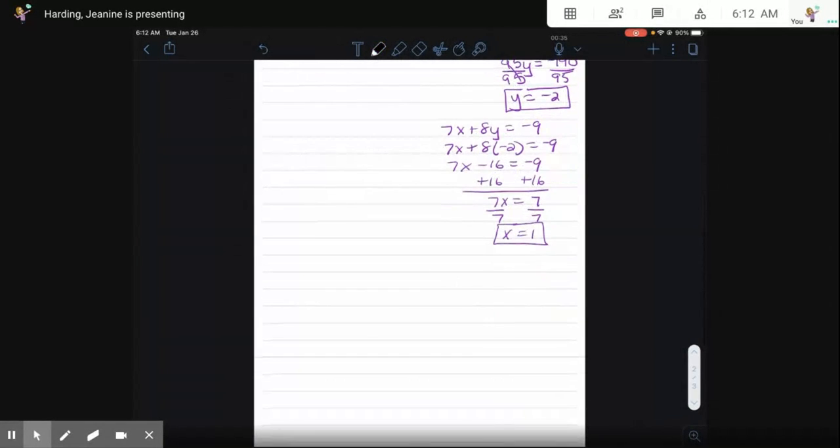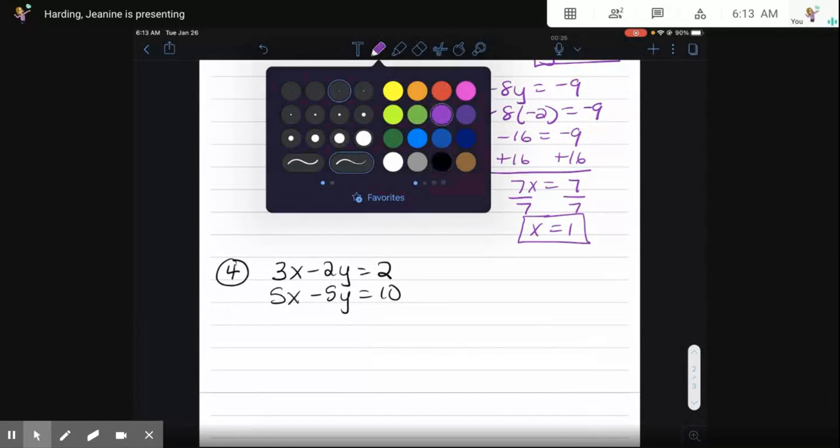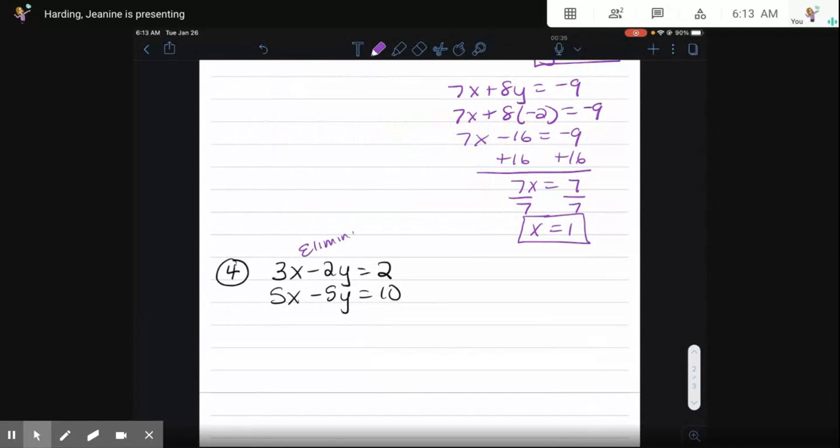Okay, number 4: 3x minus 2y equals 2, and 5x minus 5y equals 10. If you'd like, you can stop the video and try this on your own, and then play the video to see how you did. Okay. I'm looking at my coefficients, and I feel like the coefficients on the y's are smaller, so I'm going to work with that. I'm going to eliminate the y's. You could eliminate the x's, but I'm going to eliminate y.